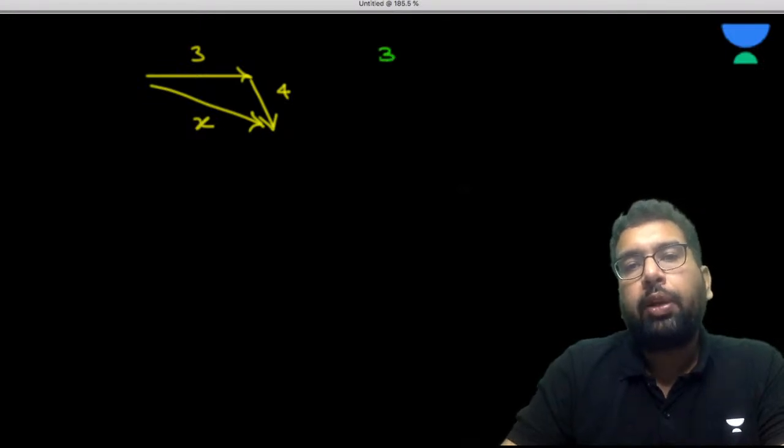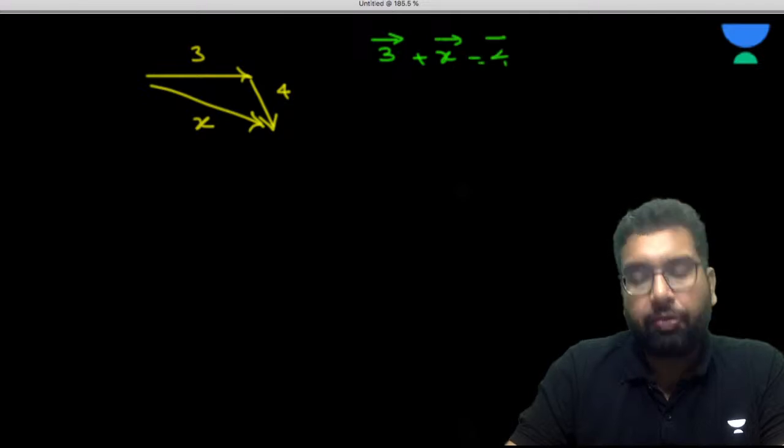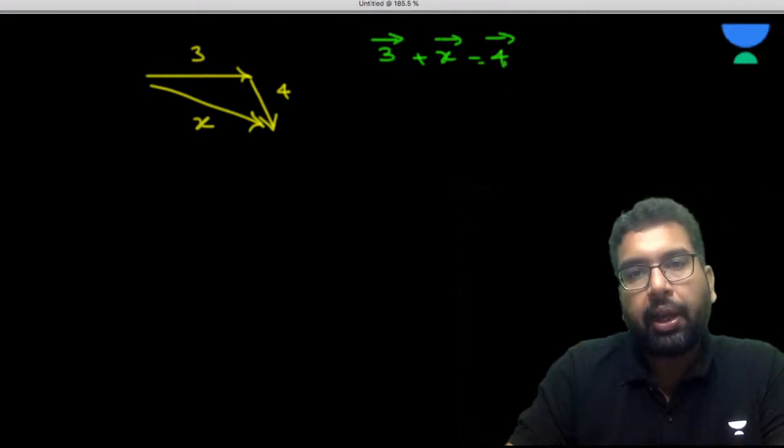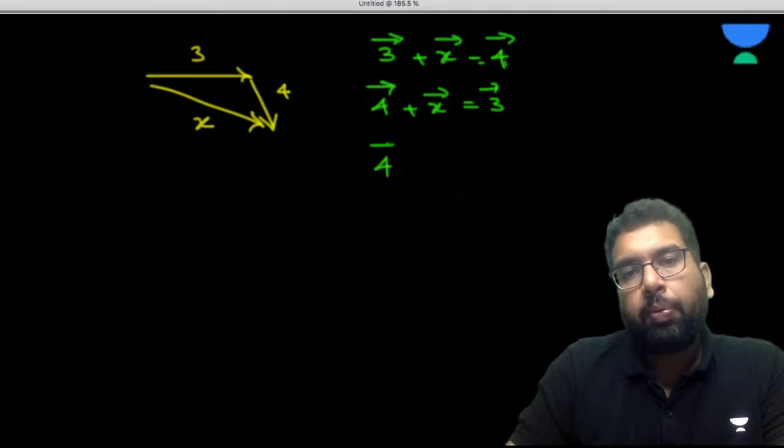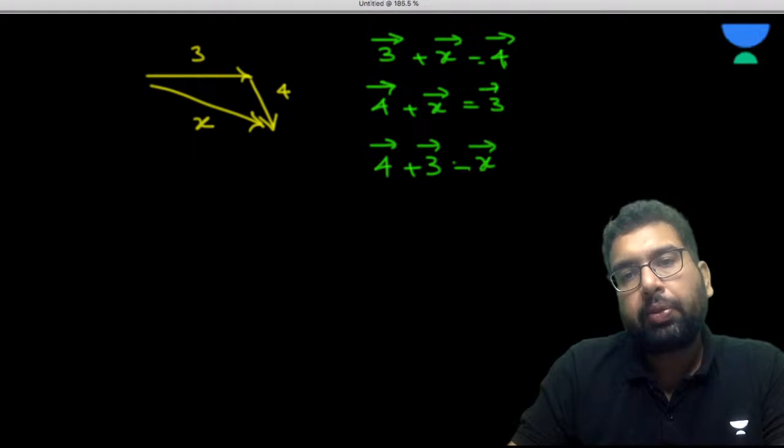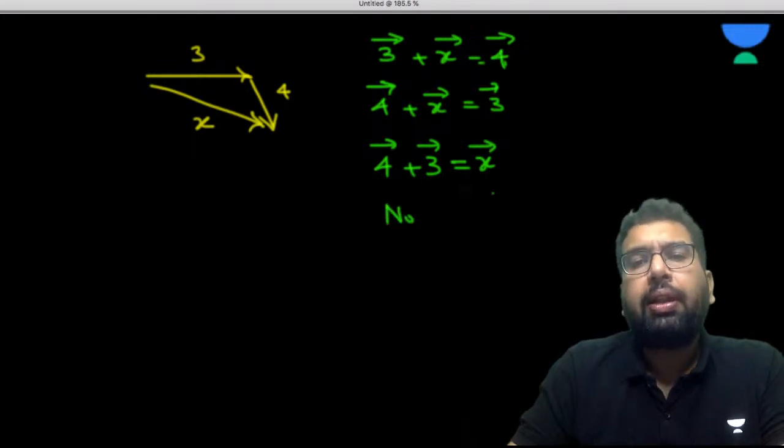If you write it like this, 3 plus x is equal to 4. Or 4 plus x is equal to 3. Or 4 plus 3 is equal to x. Okay, or none. Let me tell you, this is A, this is B, this is C.